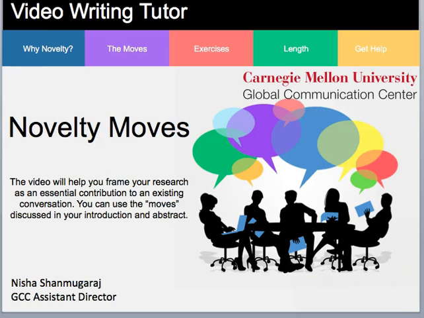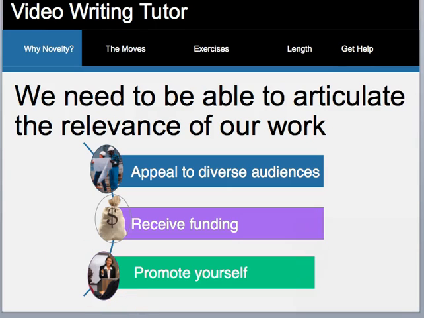I want to get started by thinking about why these novelty moves, why is novelty important? Basically, it's because we need to be able to articulate why our work is relevant and important. We need to do this for a number of reasons, whether we are appealing to diverse audiences, so talking to non-specialists outside of our fields to really make the case for our research. For some people, you may even need to make the case about your research to policymakers or even the general public. In addition, receiving funding.